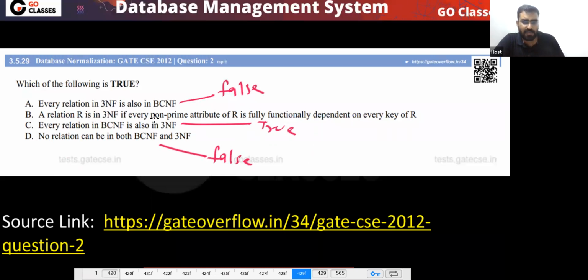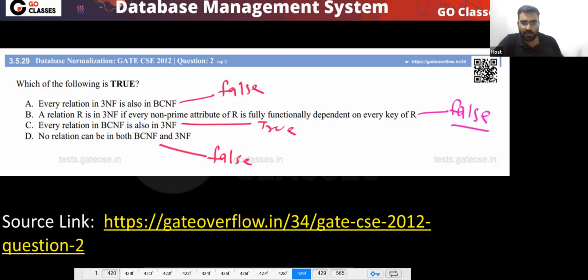And what about option B? A relation is in 3NF if every non-prime attribute of R is fully functionally dependent on every key. Tell me, this is the definition of 2NF, right? This is false. Why? Because this is the definition of 2NF.